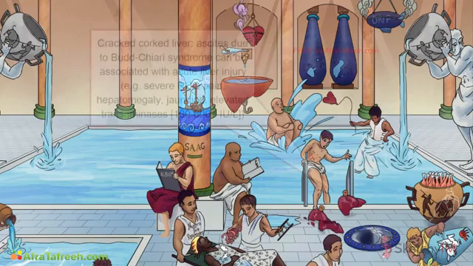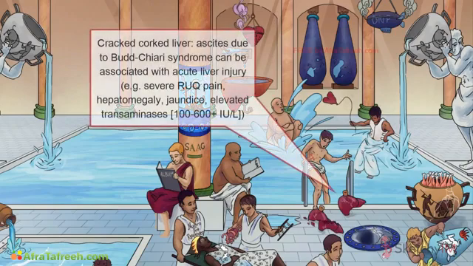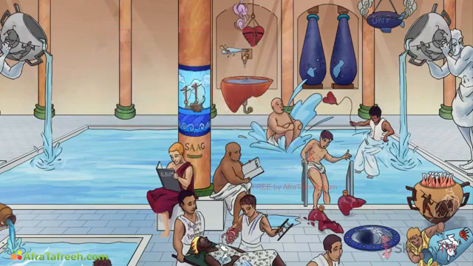In patients with acute Budd-Chiari syndrome, symptoms develop over a few weeks. Expect to see severe right upper quadrant pain, hepatomegaly, jaundice, and ascites. Variceal bleeding may occur as well. On labs, elevation of serum aminotransferases occurs due to ischemic hepatocellular damage from vascular congestion.